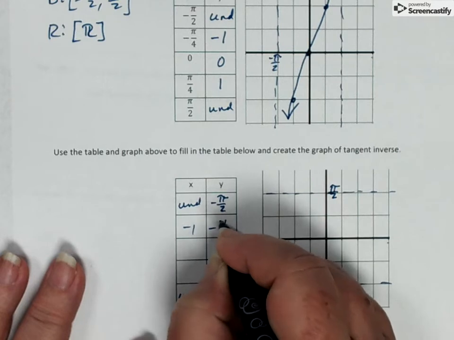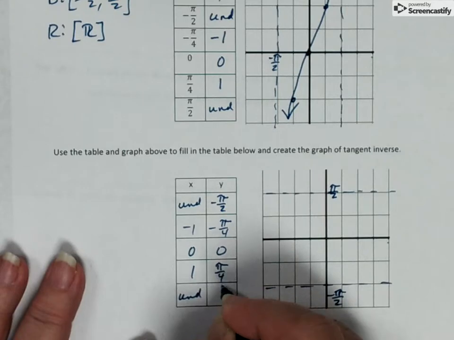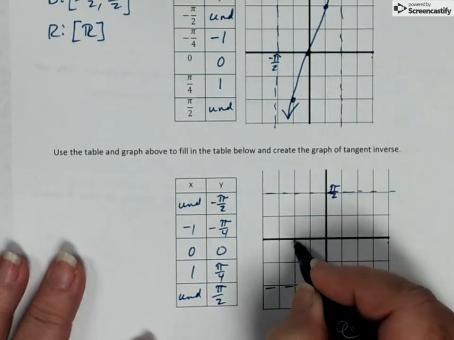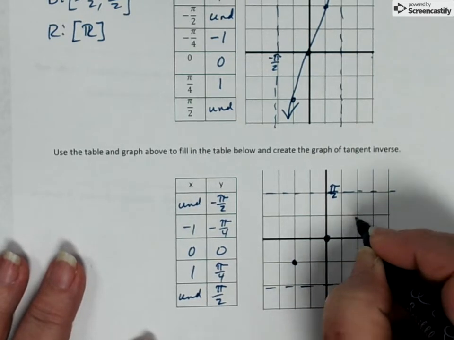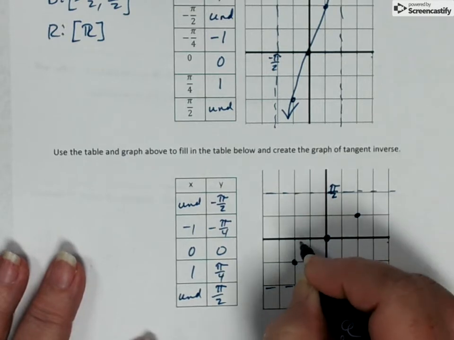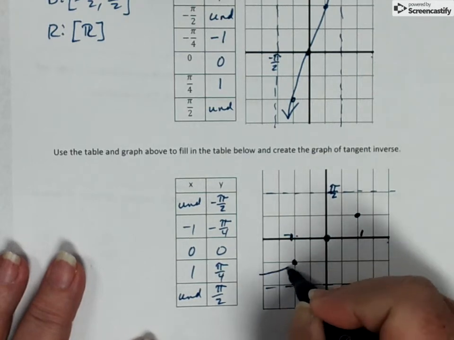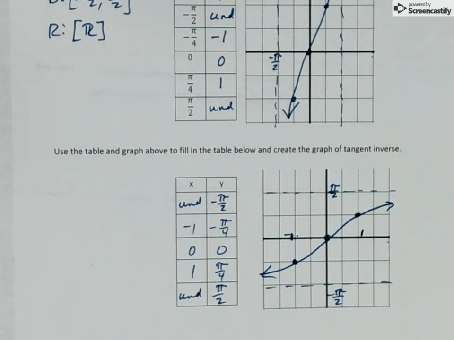And we can plot negative 1, negative pi over 4, 0, 0, positive 1, positive pi over 4. And that means that we've got negative 1, negative pi over 4, 0, 0, and positive 1, positive pi over 4. So here's my 1, and here, my negative 1, and here's my positive 1. And my graph is going to kind of end up looking like that.